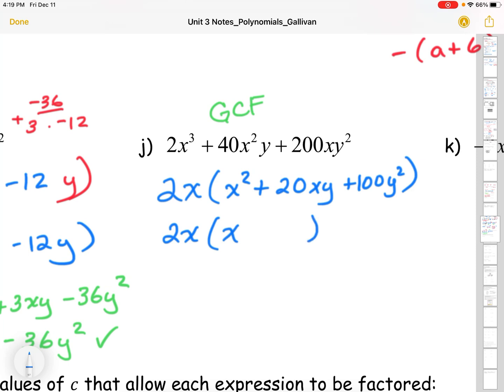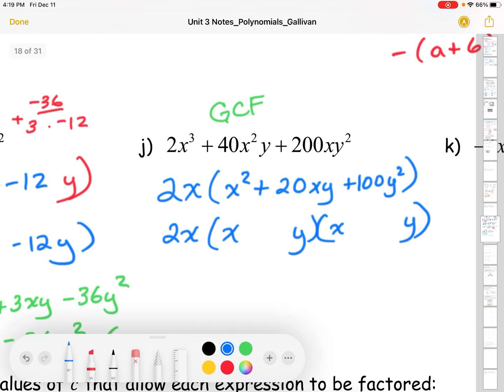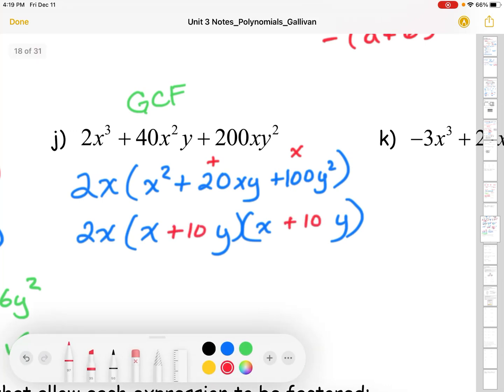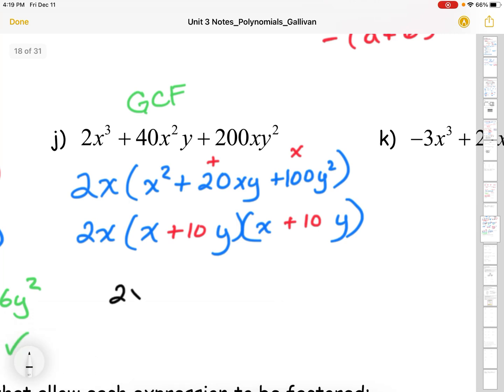Okay? So we have our 2x outside. We know we have an x here at the beginning. We've got those y's though, so let's write them in. Now we've got to figure out the numbers. Well, we want two numbers that multiply to give you 100 and add up to 20. I don't know about you, but the two that spring to mind for me are 10 and 10. 10 plus 10 is 20. 10 times 10 is 100. So plus 10y, plus 10y. We can write this all out, all in the same color.